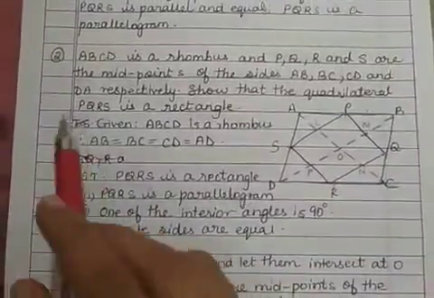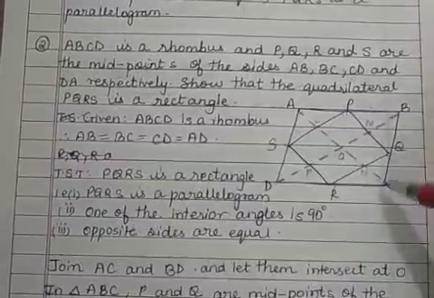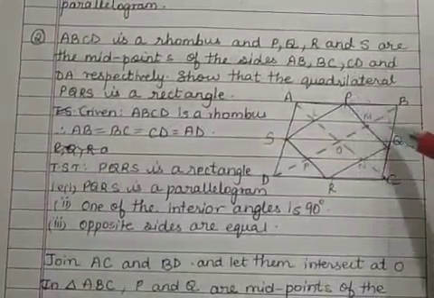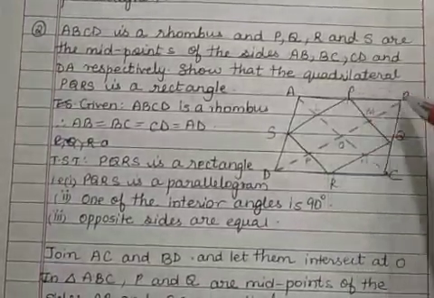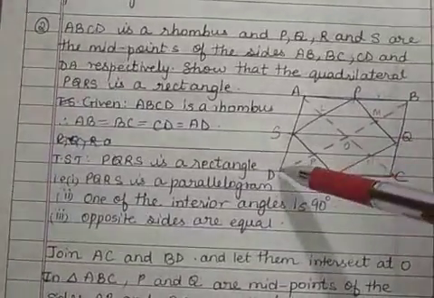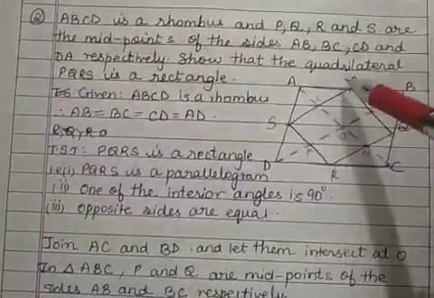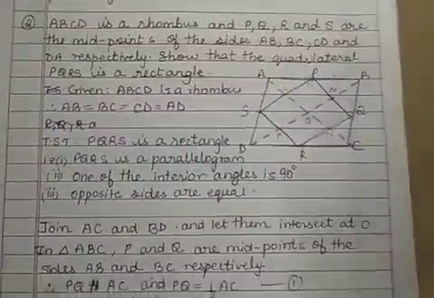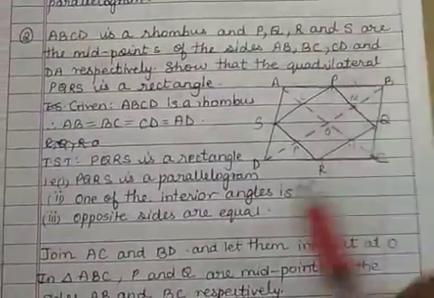In this video, let us see the second example. ABCD is a rhombus and P, Q, R, S are the midpoints of the sides AB, BC, CD and DA respectively. You have to show that PQRS is a rectangle. Okay, so we have to show PQRS is a rectangle.